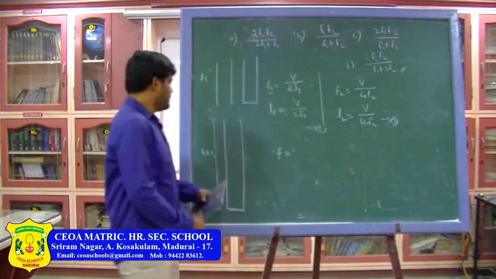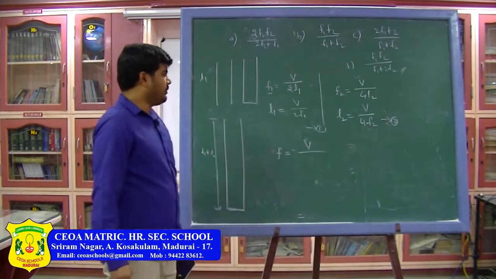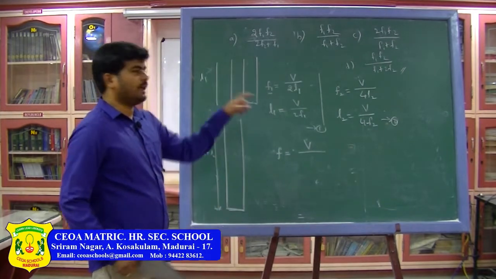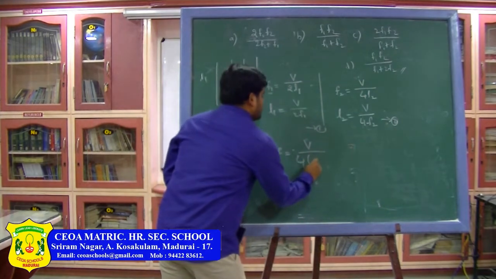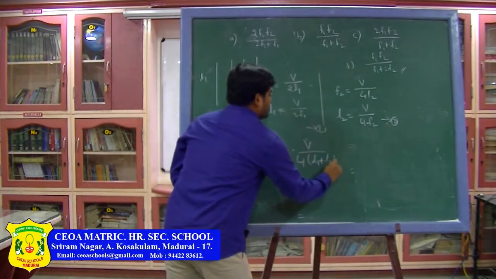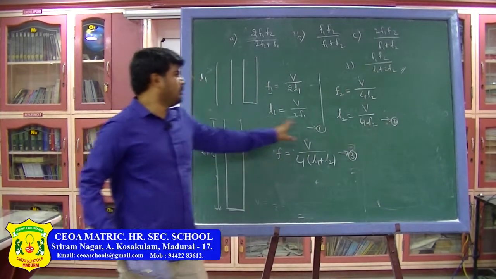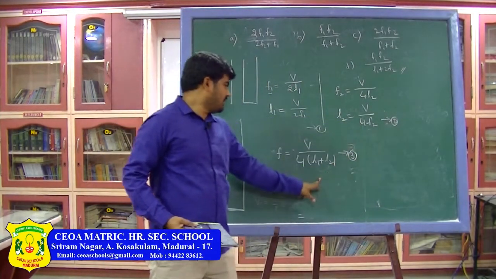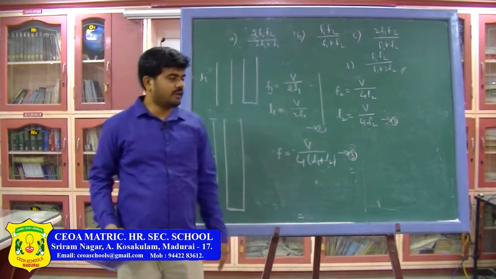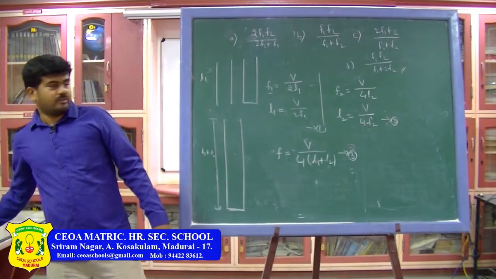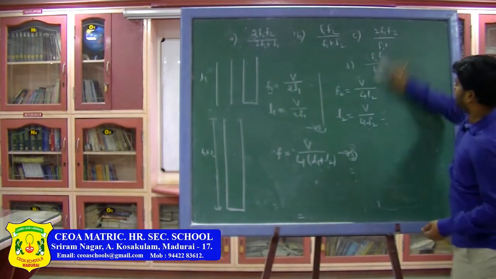So, that means F must be equal to V divided by 4 times the length of the pipe, since the closed organ pipe fundamental frequency is V by 4 into length of the pipe, in this case L1 plus L2. So, this is equation 3. Now, substituting L1, L2 values from equations 1 and 2 in this equation 3, you can get the required frequency value. So, now let us simplify it for getting that frequency.